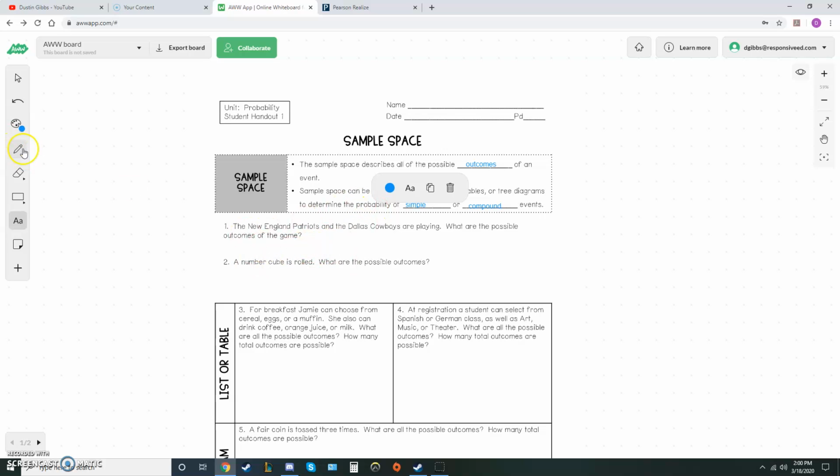Okay, I want you to see how simple this is. So if you look here, it says the New England Patriots and the Dallas Cowboys are playing. What are the possible outcomes of the game? Okay, so this right here is a sample space. You have a sample of things that could happen. Well, if you just take the time to think, there's only two possibilities. The first possibility, and most likely, is that the Patriots win. And I spelled it wrong. So the Patriots win. That's one outcome.